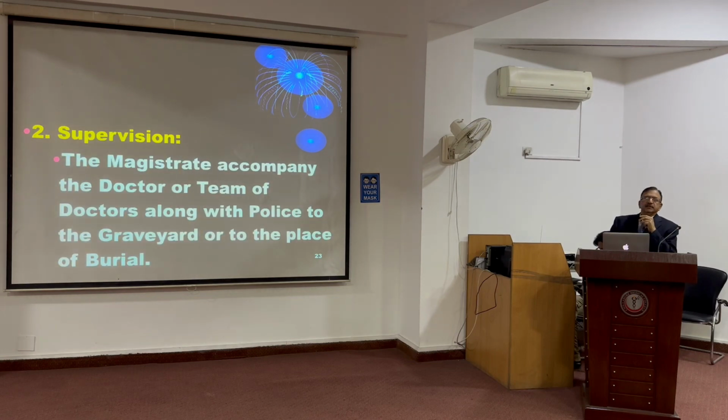As for supervision, the process is such that the district magistrate empowers an area magistrate. One of the area magistrates is ordered or authorized to accompany the team. So the magistrate, with the police and the team, visits the place of burial.